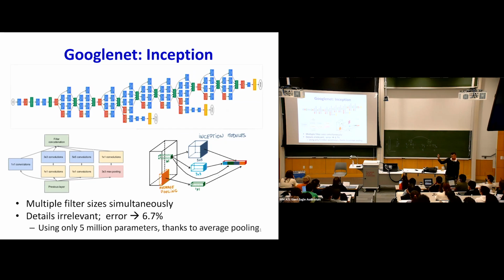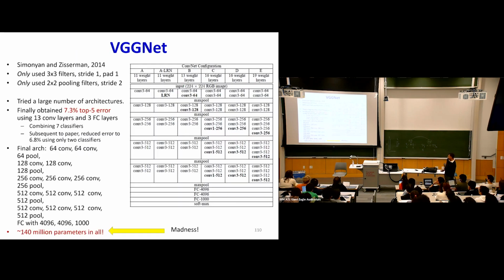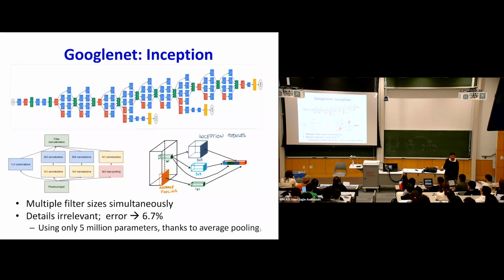But it's a convolutional network, that much. And they managed to bring it all the way down from 6.8 to 6.7. Right? Then, the number of parameters was reduced from 140 million to 5 million. That's the big deal, right?